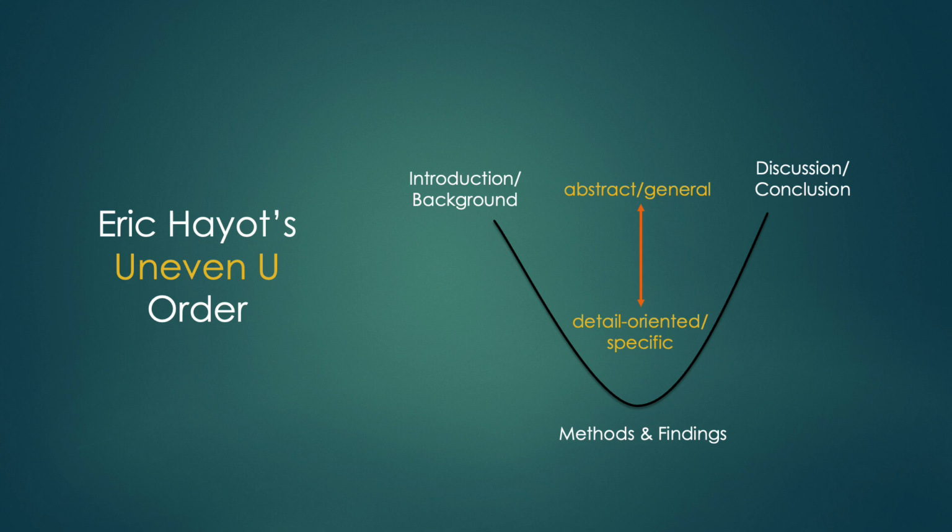Let me take a step back for a moment at the most macro level. Journal papers are typically structured from general to specific and back to general. This is what Eric Hyatt termed the uneven U. It is this idea of moving from abstract ideas to details and then back to abstract ideas.